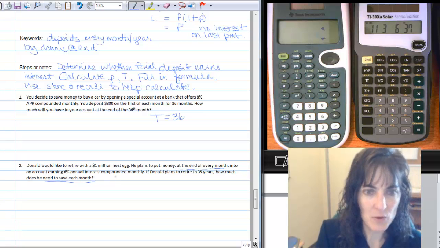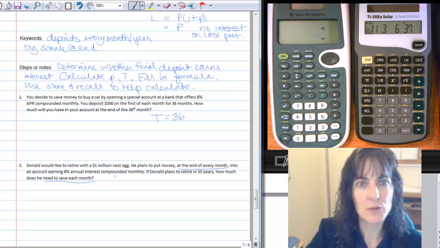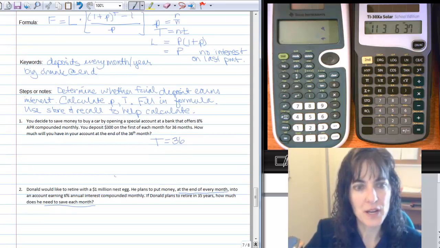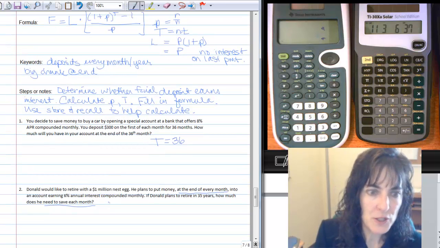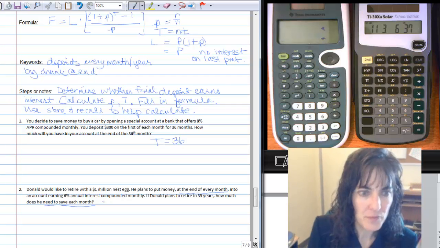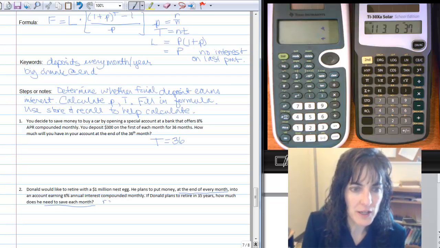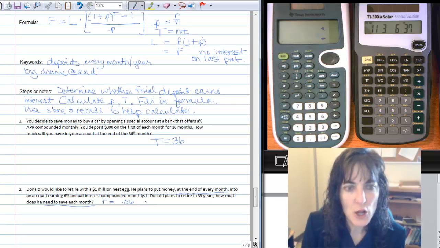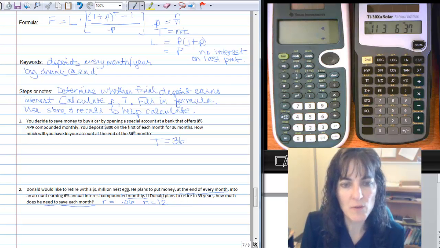So we have several things that we need to know. I'll scroll up just a little bit so it's on their screen. We need to know the rate, how much interest he's going to get, and the rate, it looks like, is 0.06. We need to know the N, the number of compoundings, and it looks like compounded monthly, so the N is going to be 12.